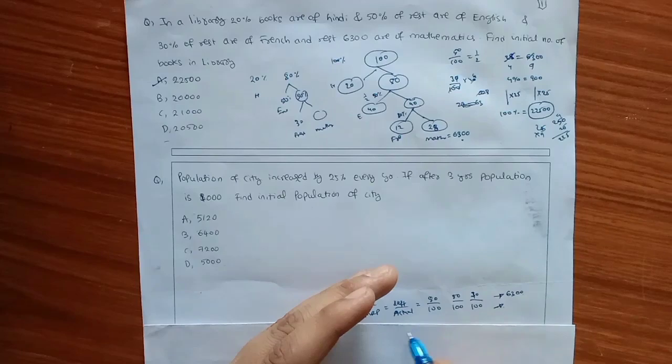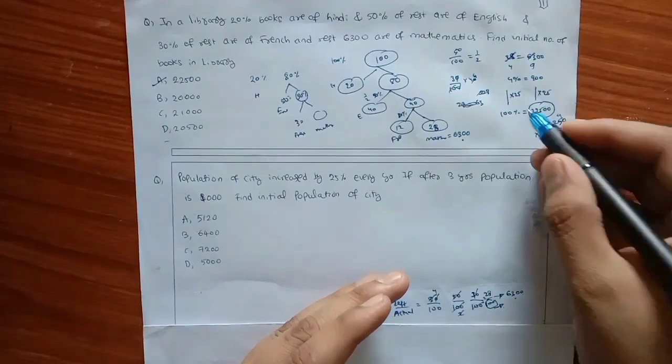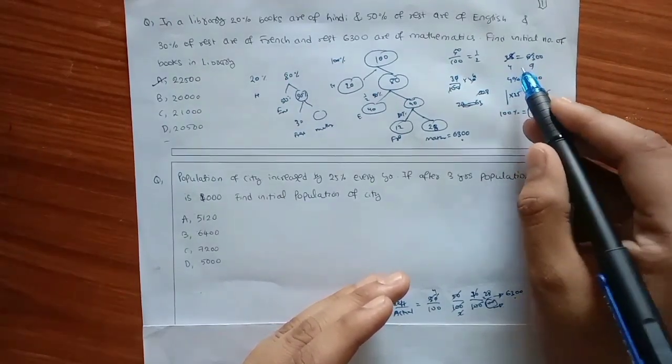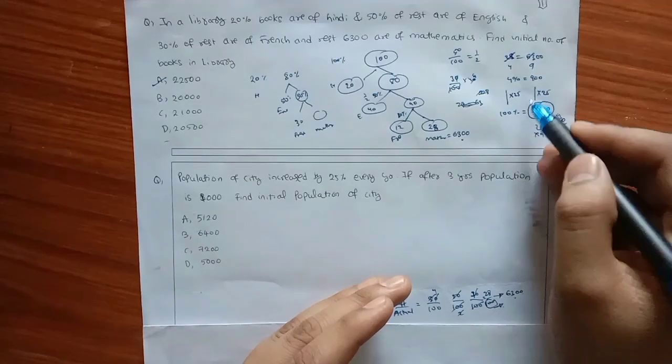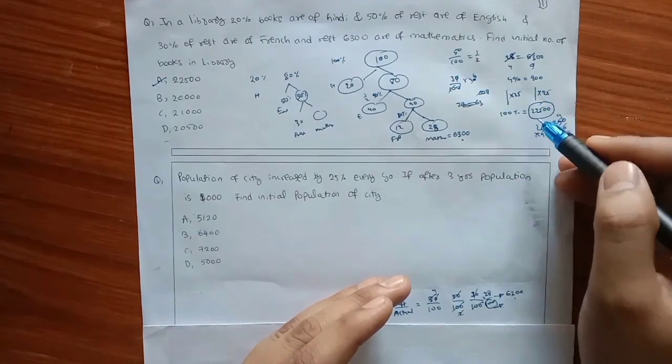So if we simplify this, we are going to get: see here, for 28 it is 6300. For 100 we calculate the same answer.